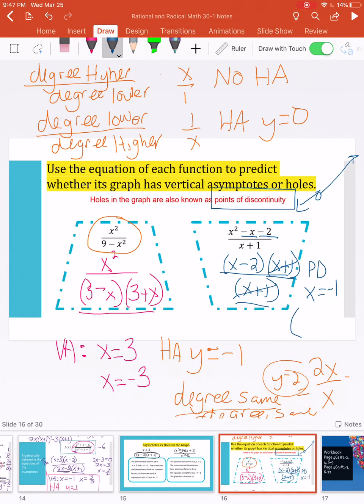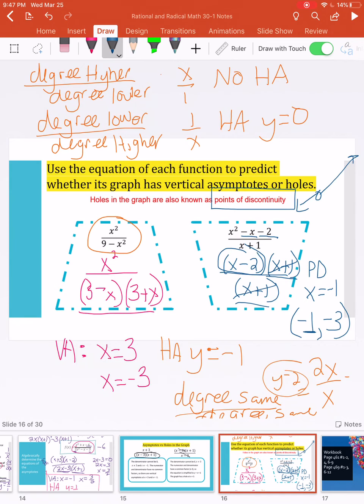To figure out the y value though, all I'm going to do is take that negative 1 and substitute it back into the equation of whatever I have left over after I canceled those terms out. So negative 1 minus 2 is negative 3. So the hole in the graph would be at (-1, -3).